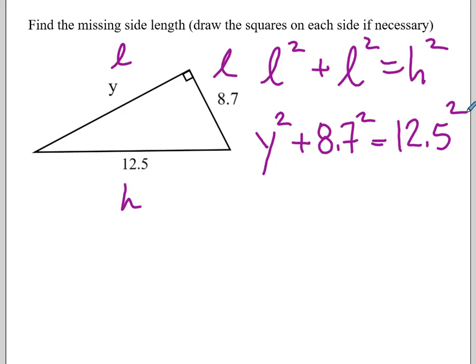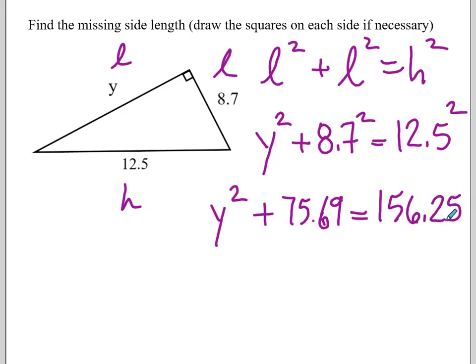Okay, and again, this is the reason why I ask you to try the leg squared plus leg squared equals hypotenuse squared. You won't get caught making silly mistakes. And again, we let our calculator do a lot of the heavy lifting. Okay, so this is y squared plus 75.69 equals 12.5 squared, which is 156.25. And because we're strong in our algebra skills, we know we can subtract 75.69 from both sides. Okay, and those would cancel. And I'd be left with y squared equals 156.25 minus 75.69.